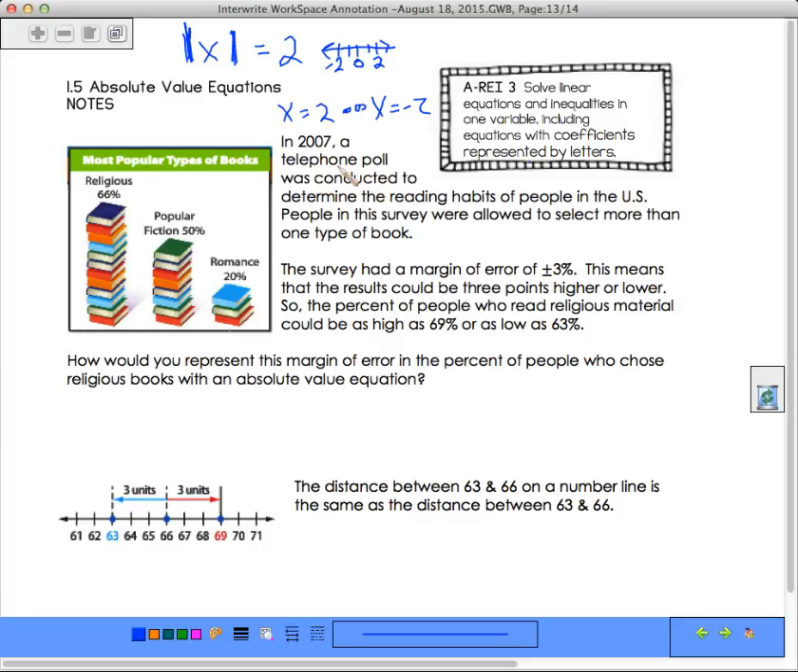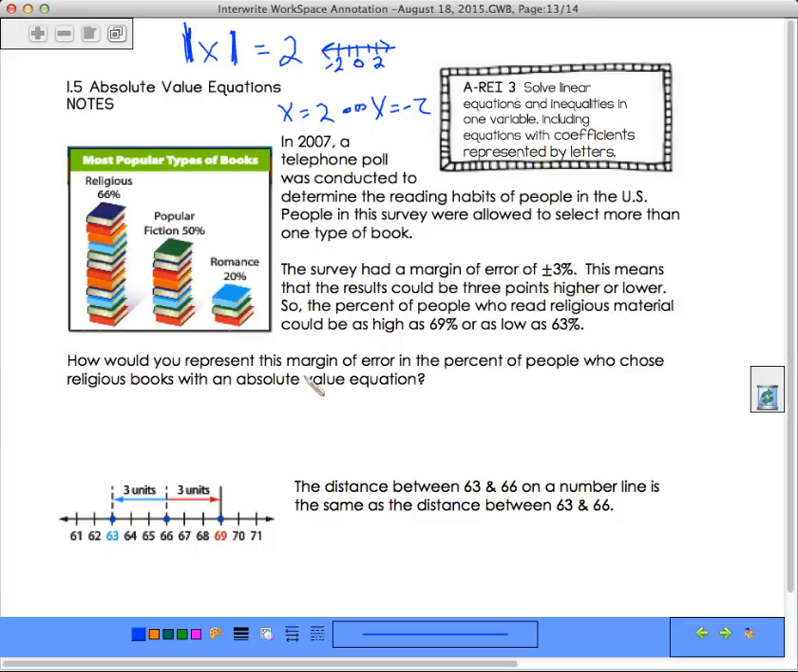It says in 2007, a telephone poll was conducted to determine the reading habits of people in the U.S. People in this survey were allowed to select more than one type of book. The survey has a margin of error of plus or minus 3. The margin of error just means that the result could be 3 points higher or 3 points lower. So the percent of people who read religious materials could be as high as 69, adding 3, or as low as 63%, subtracting 3.